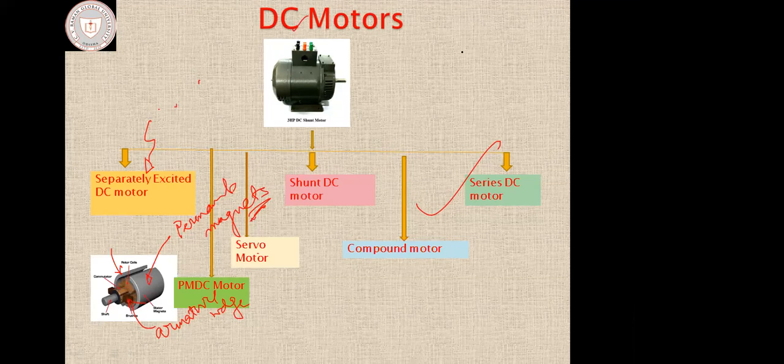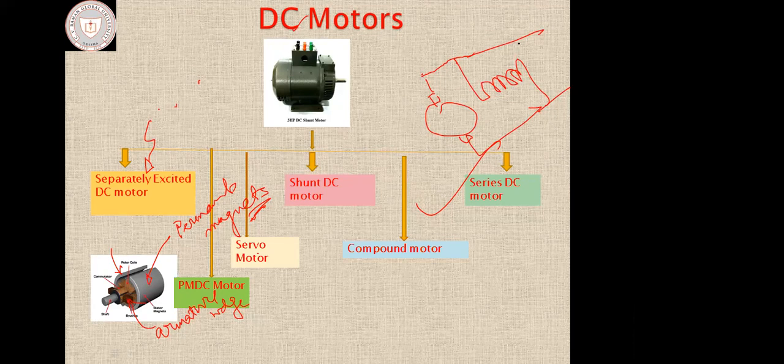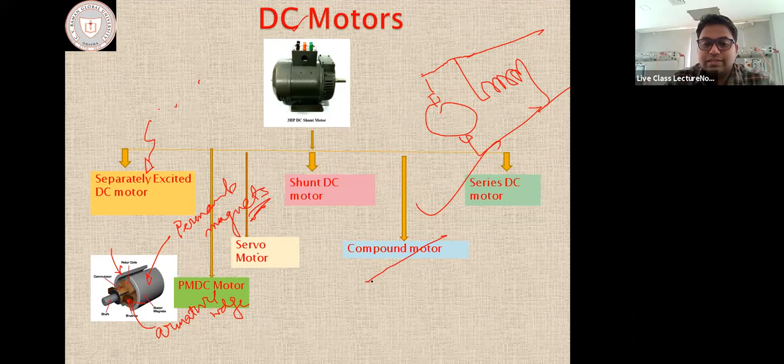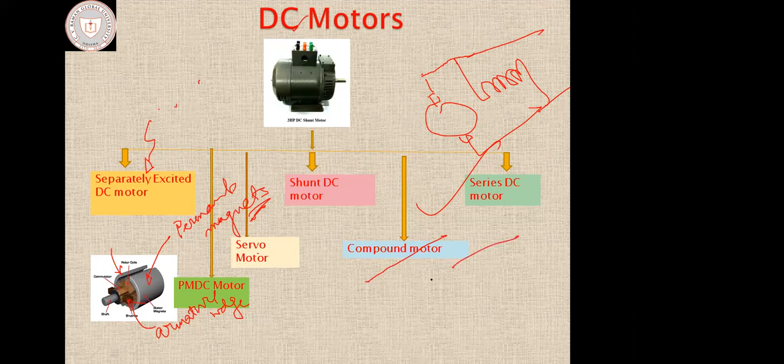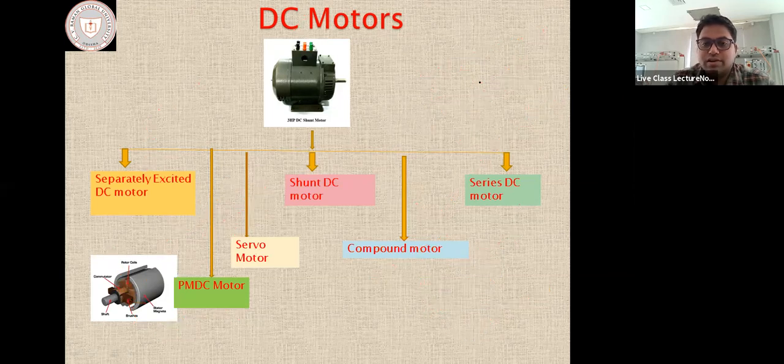So shunt is what? We discussed just now about compound motors, right? So it was in parallel. That's called the shunt DC motor. Series means it will be in series, right? I hope you have got that. Series means the winding will be in series. And since the series winding will carry the armature current, you cannot make it with so many windings. The wire will be thick.